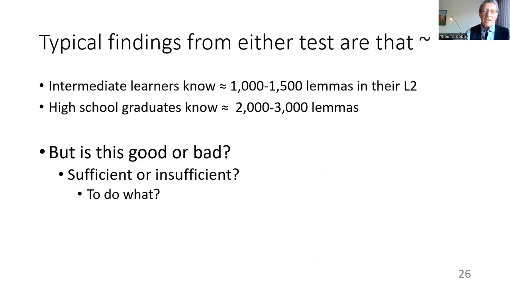So typical findings from this test, and I have thousands and thousands of them: intermediate learners know roughly 1,000 lemmas, up to 1,500, not much more. By high school graduation, these are people who are studying an L2, they tend to know maybe 2,000, but up to 3,000, not much more. So, question, is this good or is this bad? Is it sufficient for what, or insufficient for what? Do they want to read the newspaper? Do they want to go on holiday? And so on.